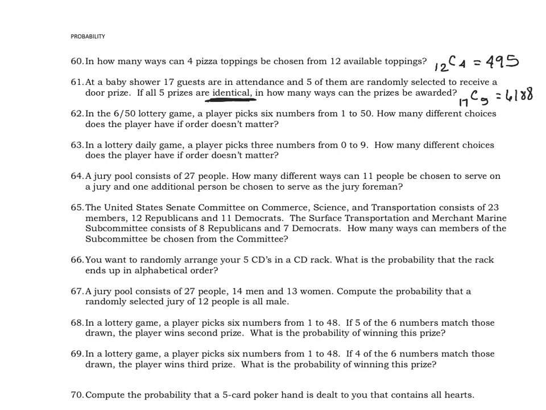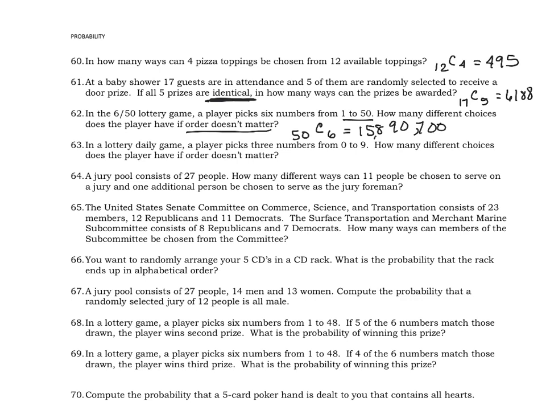21. In a 6/50 lottery game, a player picks 6 numbers from 1 to 50. How many different choices does a player have if order doesn't matter? Well, that's pretty clear there that order doesn't matter. They said that. And they're picking 6 different numbers there. So we're going to do 50C6. Which gives us 15,890,700 choices.